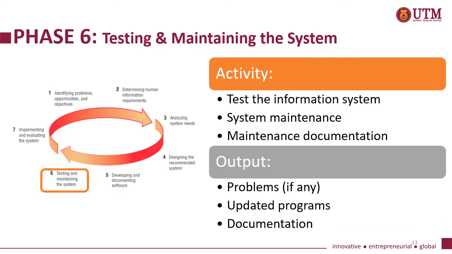Phase 6. Testing and maintaining the system. There are 3 main activities. 1. Test the information system. 2. The system maintenance. And 3. The maintenance documentation. The main output for Phase 6 includes problems, if there are any, updated programs, and documentation.